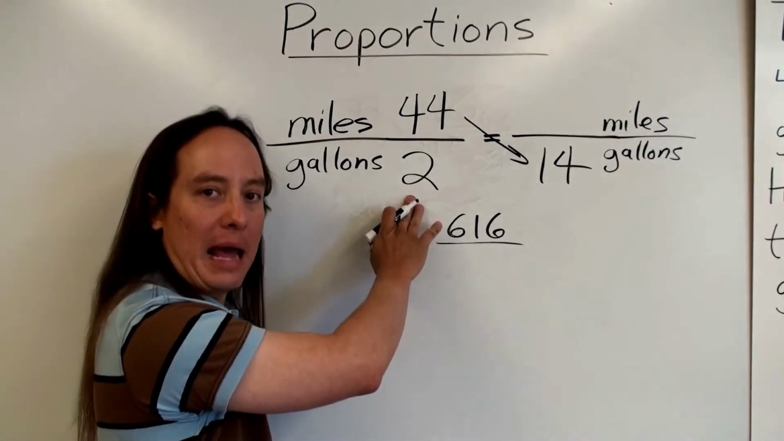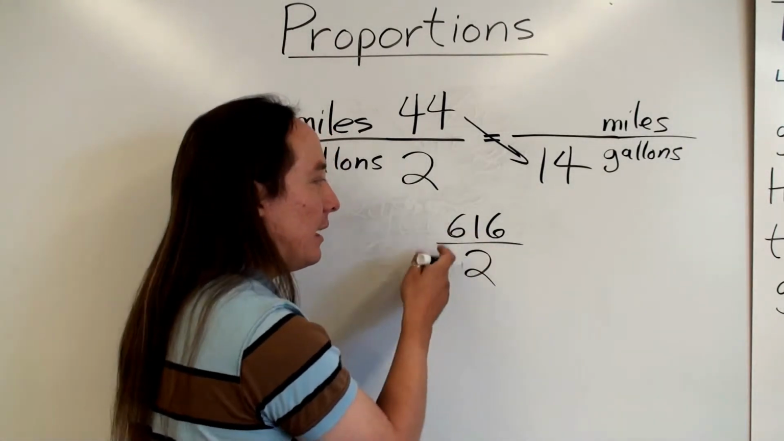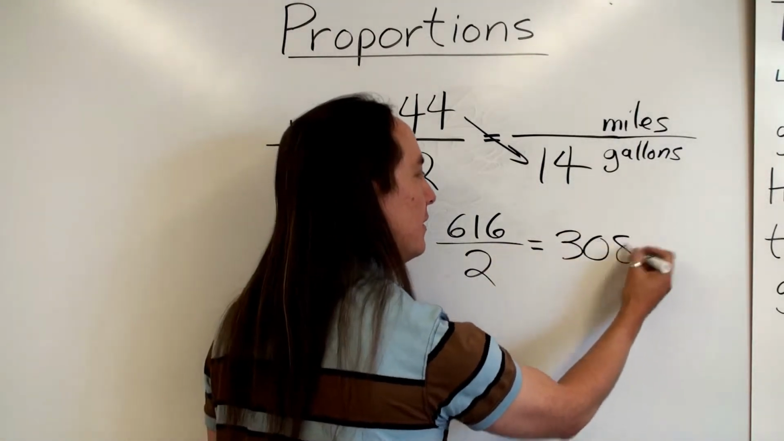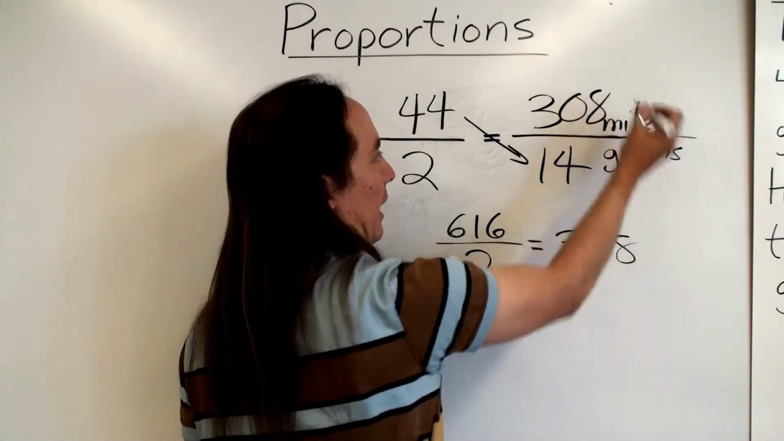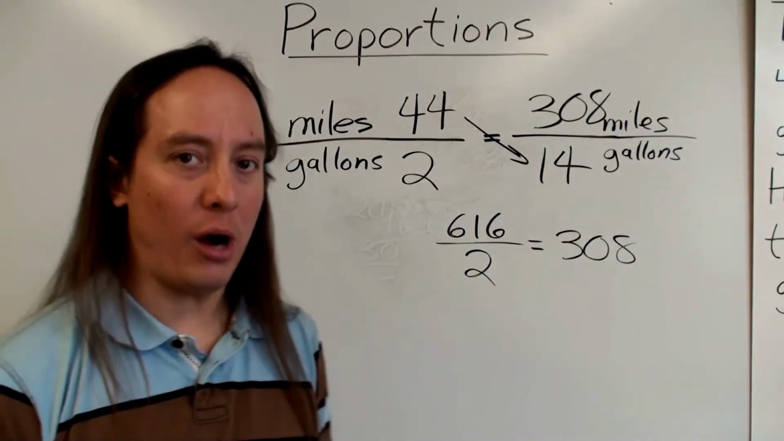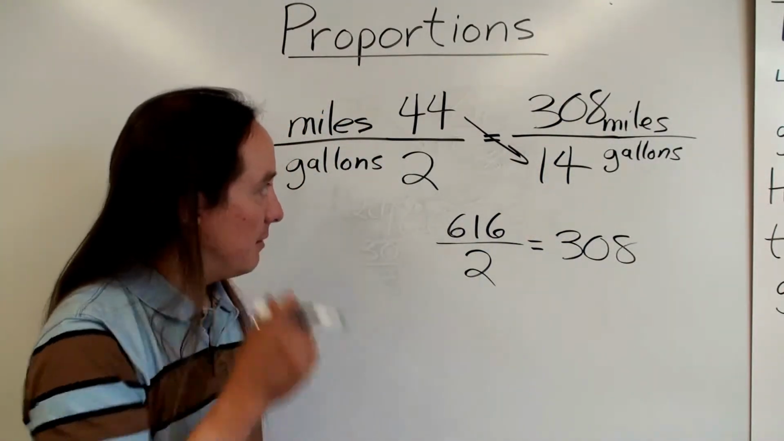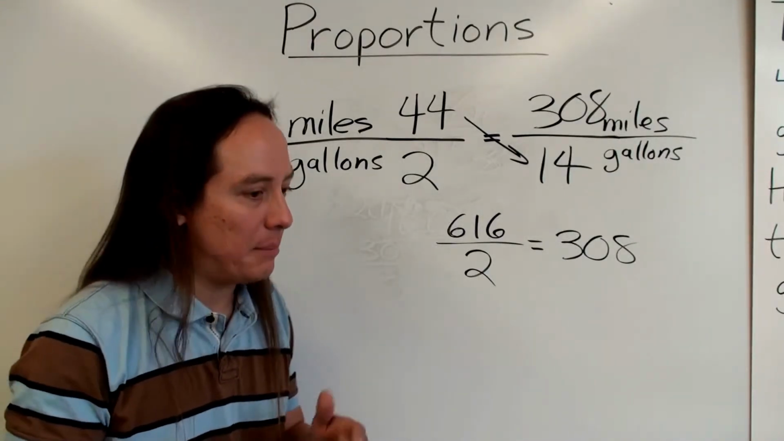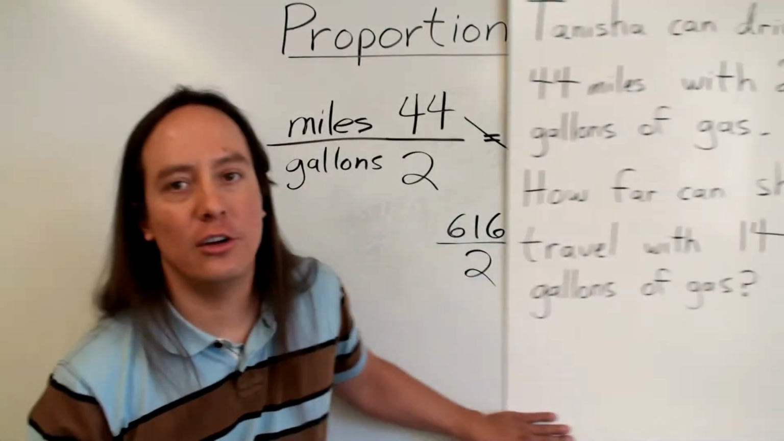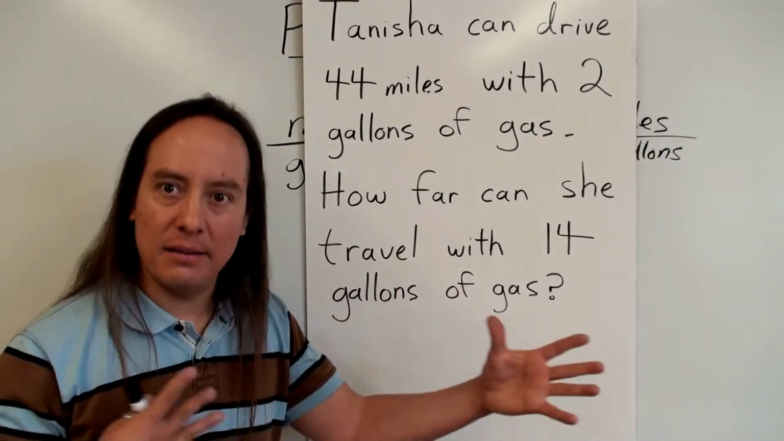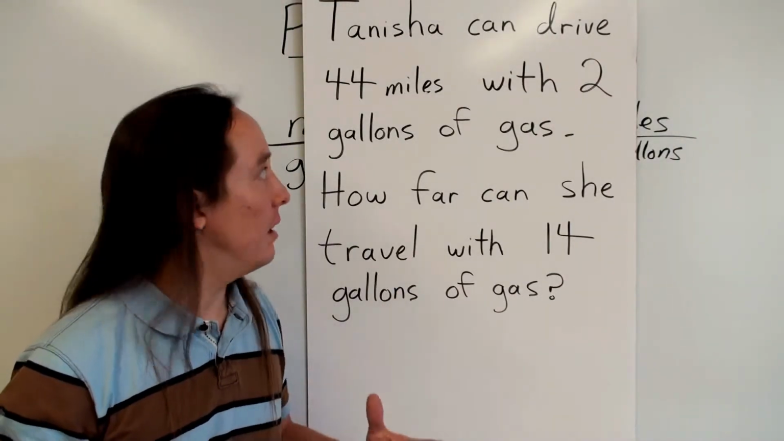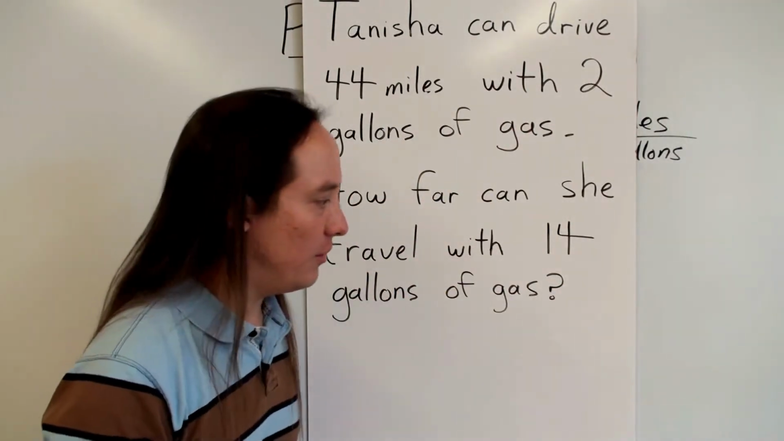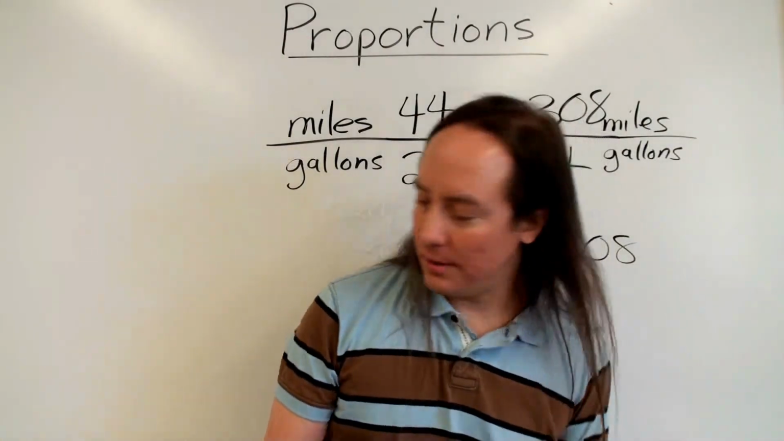Divided by the third number that we haven't used, which is 2. And 616 divided by 2 is going to be 308. And that's going to be our answer to complete this proportion problem. All right. So that's that. It's not too bad. So that was an example where the problem had the ratio presented to us in a sentence. Now let's look at another one.